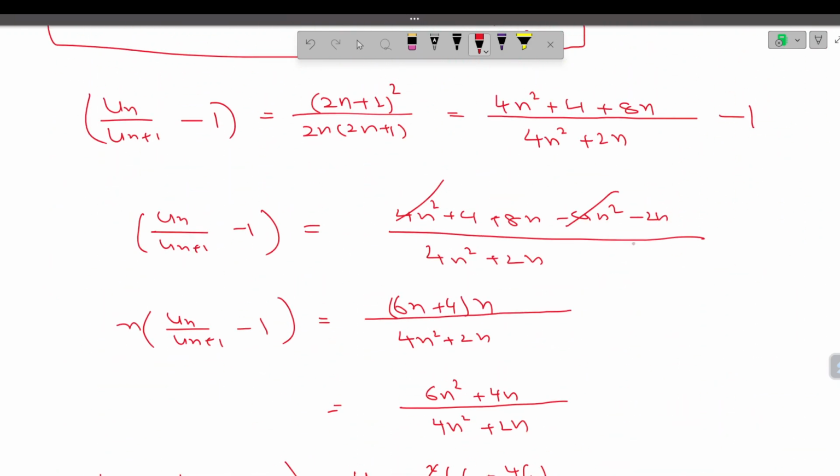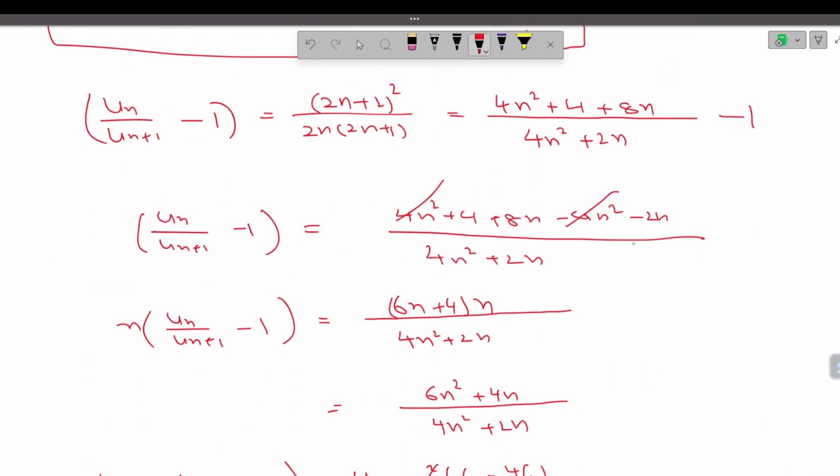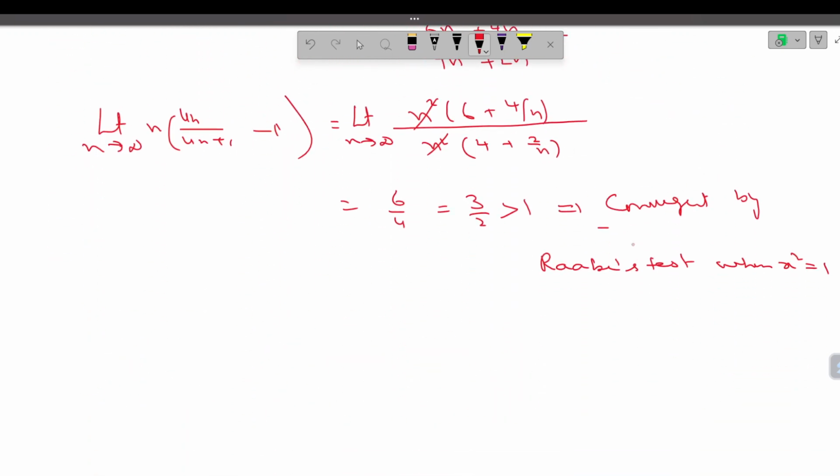Then the test fails when x square equal to 1. We put x square equal to 1, then applied the Raabe test. So 3 by 2 is greater than 1, convergent. If the limit is greater than 1 convergent, less than 1 divergent, equal to 1 the test fails here also. But we got the answer greater than 1. 3 by 2 greater than 1. Convergent by Raabe's test when x square equal to 1.